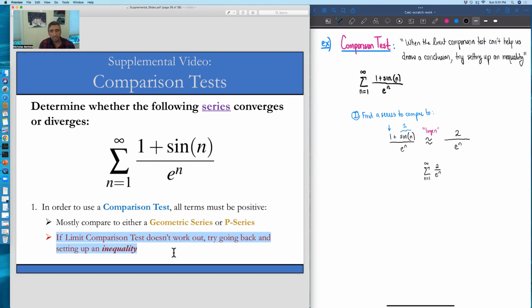Looking at this, we're going to ask ourselves next, what does this series that we're comparing to do? So we can take a look at this series, n equals 1 to infinity, 2 over e to the n. What we see in this series is that we have constants raised to powers of n only. So what I mean by that is this is actually going to be a geometric series in hiding.